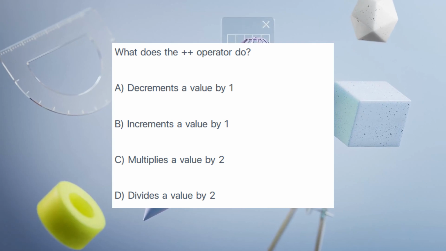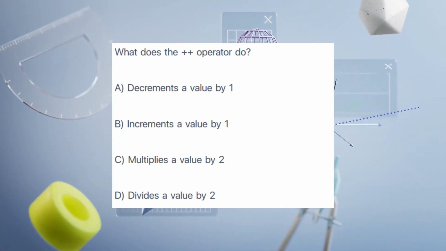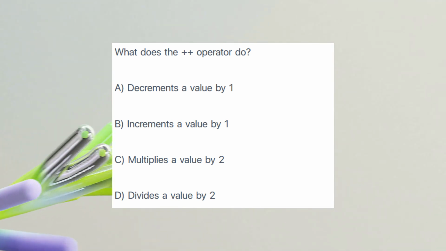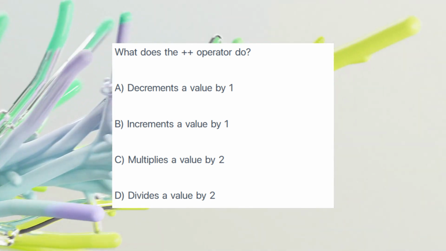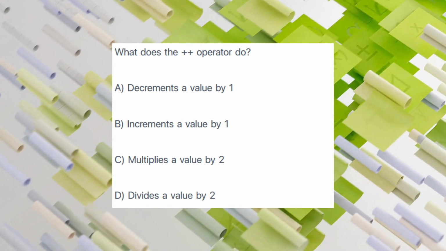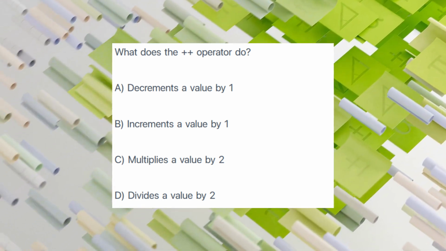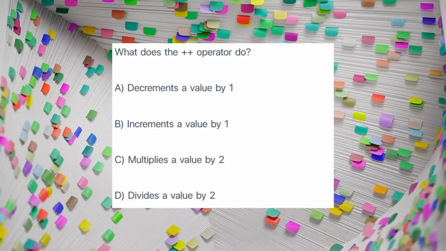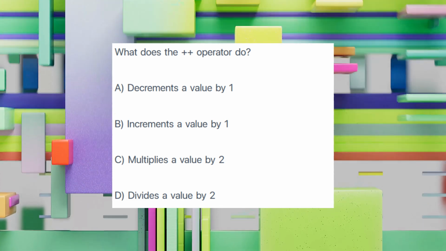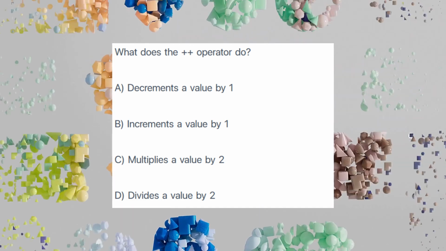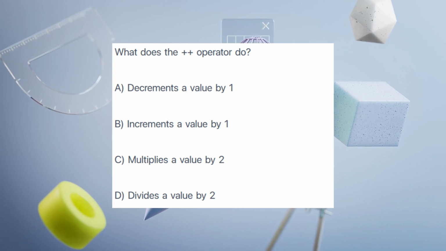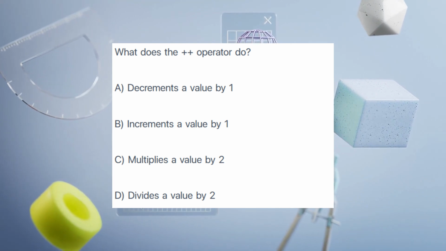What does the plus plus operator do? A, decrements a value by 1. B, increments a value by 1. C, multiplies a value by 2. D, divides a value by 2. Take a moment. The correct answer is B, increments a value by 1. Plus plus is the increment operator.